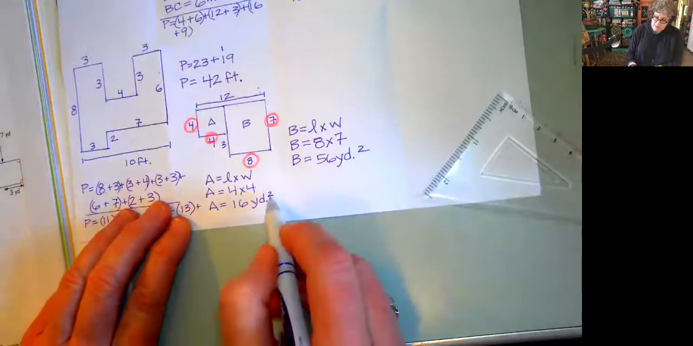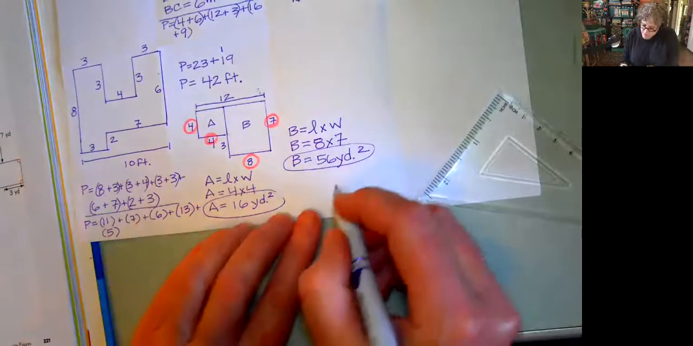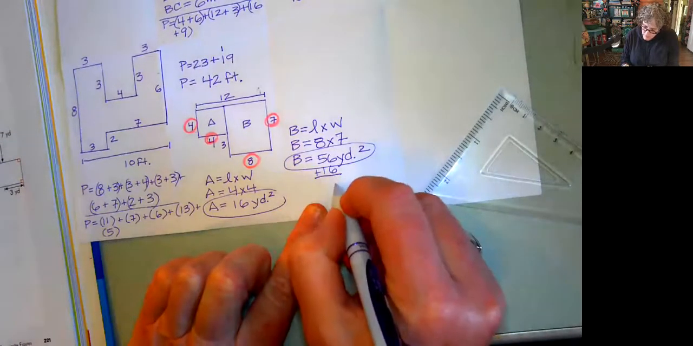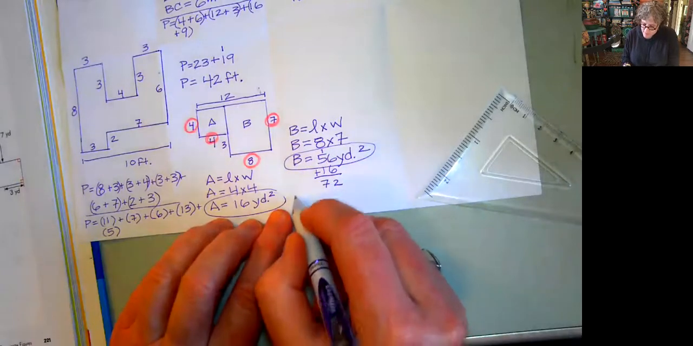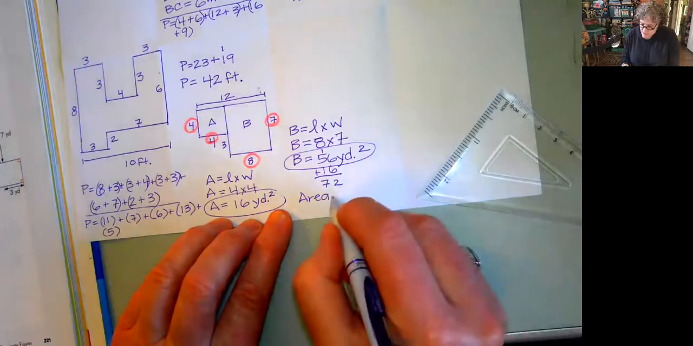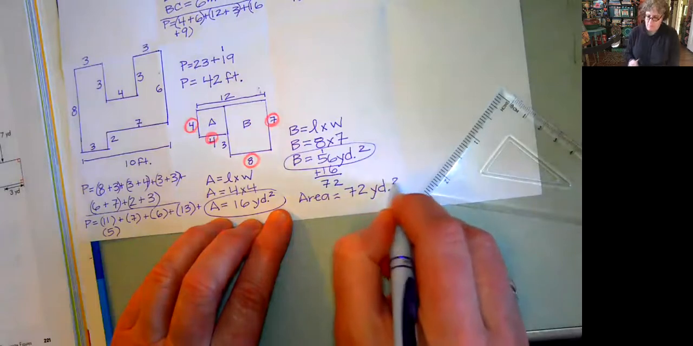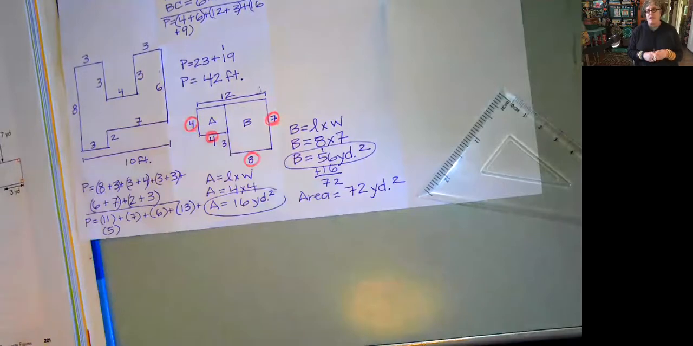So I'm going to take this number and this number, and I'm going to add them together. And that's going to tell me that the area is 72 yards squared. All right, the area of both of those figures, the rectangle and the square, this is almost a square, but it's not quite a square.